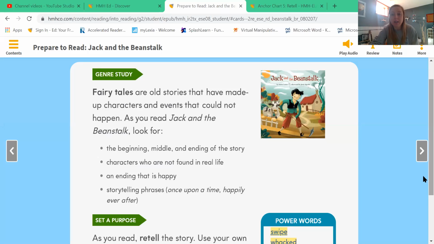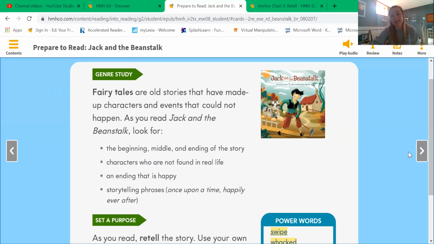So you're going to read Jack and the Beanstalk, and many of you have probably read this story or heard this story, and it is a fairy tale. And fairy tales are old stories that have made up characters and events that could not happen.